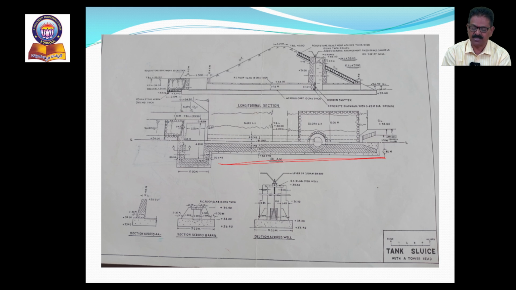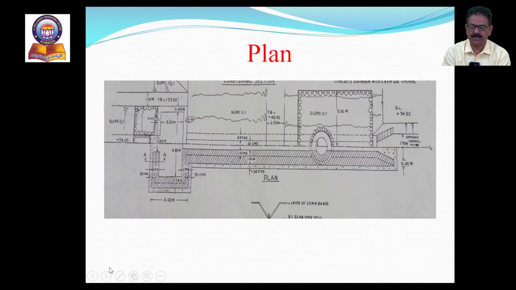Of course, some sectional views are also given here, like the section across the well, the section across the barrel, etc. So individually, separately, we can observe them one by one. This is the plan. Elaborately, here we can observe all the details of the plan of the entire structure. What is our structure? Design of tank sluice with tower head. So we can see the sluice barrel and also the tower head and cistern, all the components in the plan. This is just the plan only.